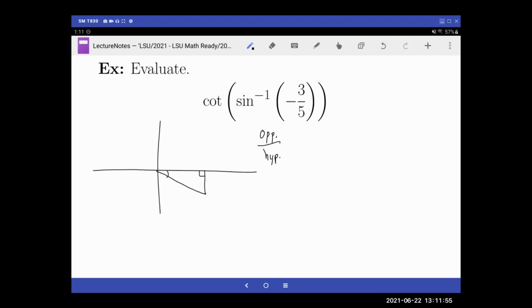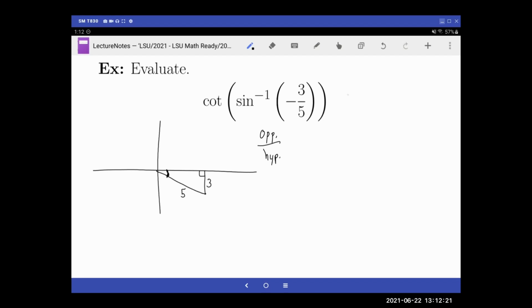So here's the angle, opposite, hypotenuse. Okay, you might want to say this is a -3 right here, just because then you'll remember that you carry over the negative for any y values. Okay, but I'll leave it for now. Okay, and so this is a right triangle. I'm trying to find cotangent of this angle.